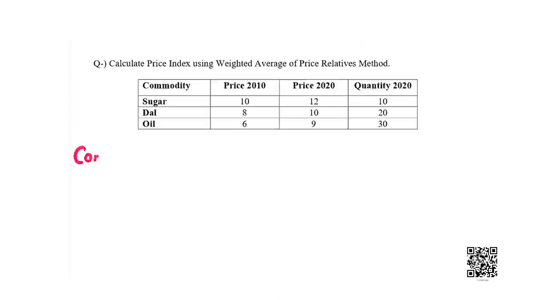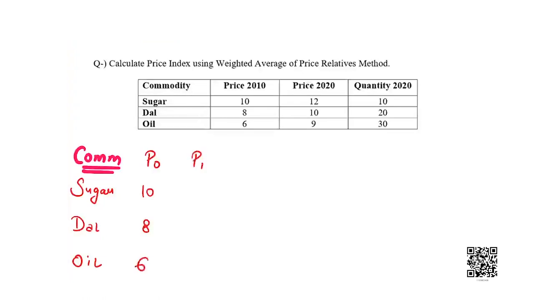So let us start with the question. We have three commodities in place, which are sugar, dal, and oil. We have the prices of the base year, which we'll call P0: 10, 8, and 6. Then we have the prices of the current year, which are 12, 10, and 9. We also have the quantities of the base year, which are 10, 20, and 30.